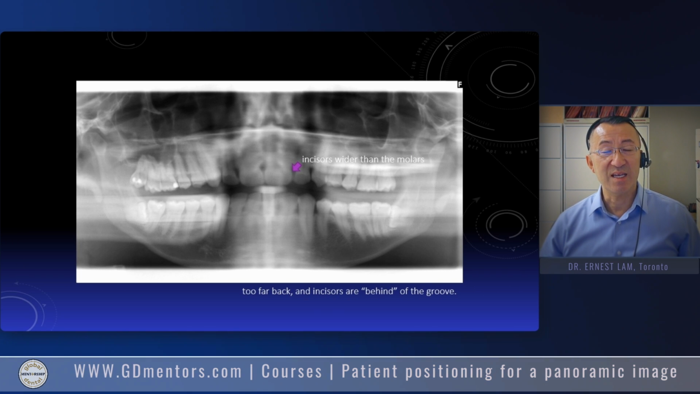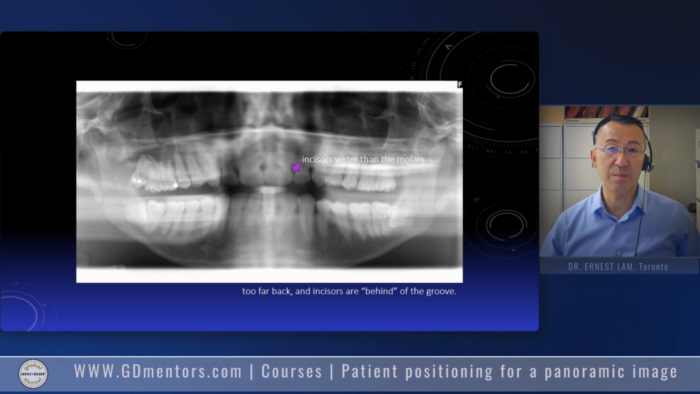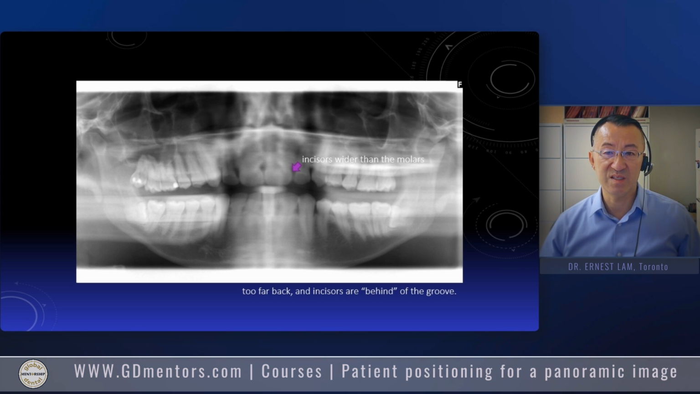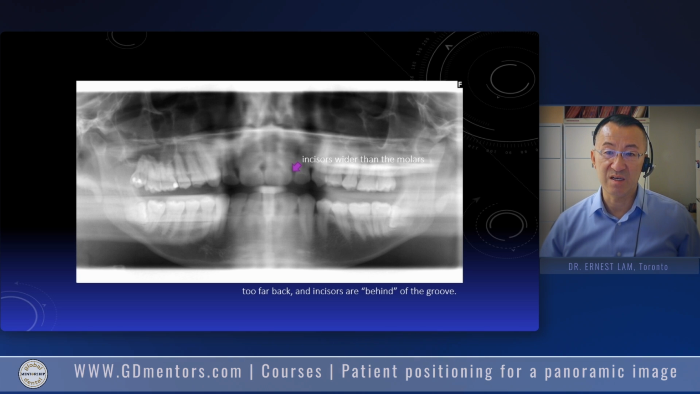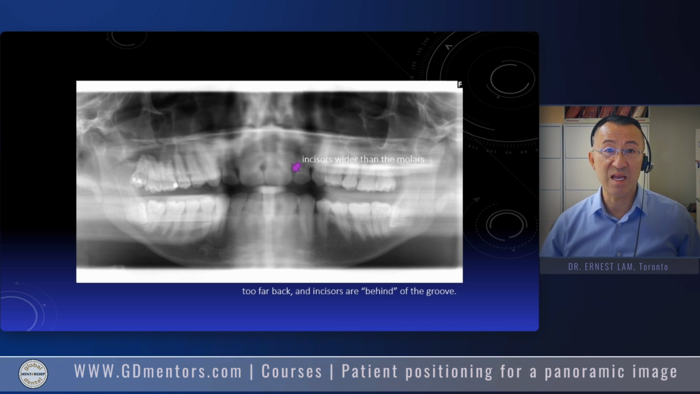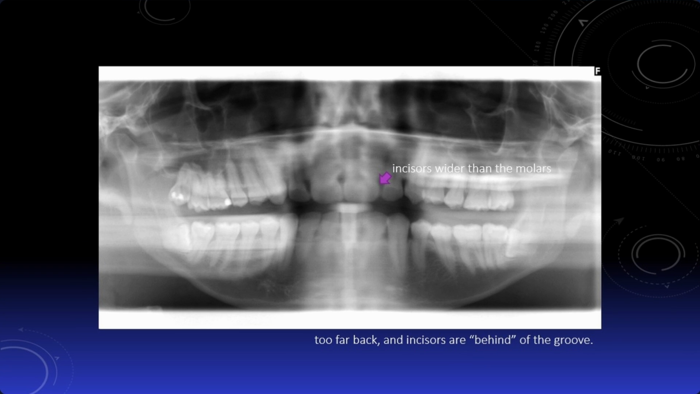When a patient, again, isn't biting on the bite block, but they're biting too far posteriorly, so the bite block groove is located too far forward relative to their incisors, we will see magnification of the maxillary incisors and minification of the molar teeth. And that's what's happened in this particular case. Note how wide the two central incisors are here compared to the upper first or second molar.